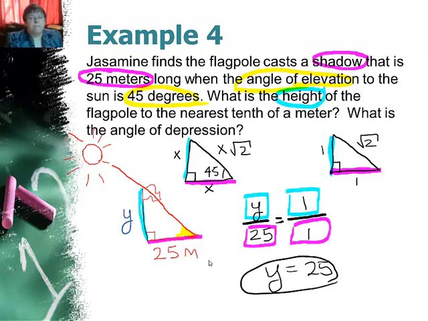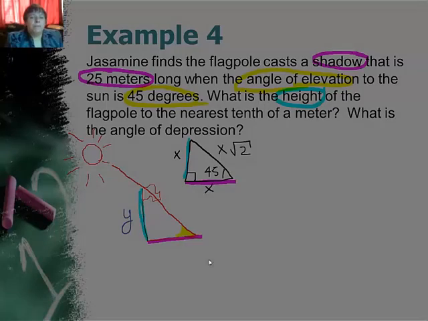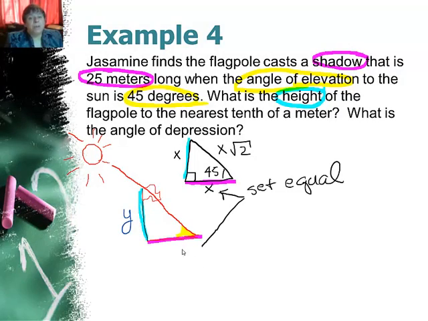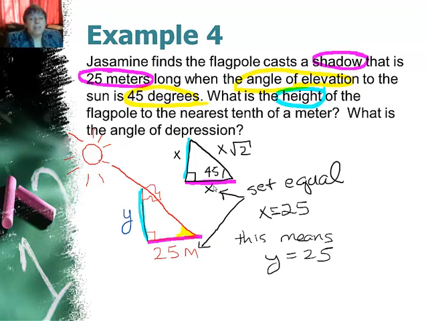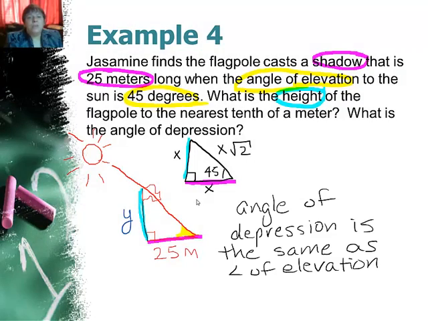Not very difficult. The other way to solve this, and it's really pretty simple, is that you set these two values equal. X equals 25 because this side equals that. You're trying to find the scale factor, which means if that side's 25, then that side's 25. All right? Now the angle of depression is going to always be the same as the angle of elevation, so it's 45 degrees.